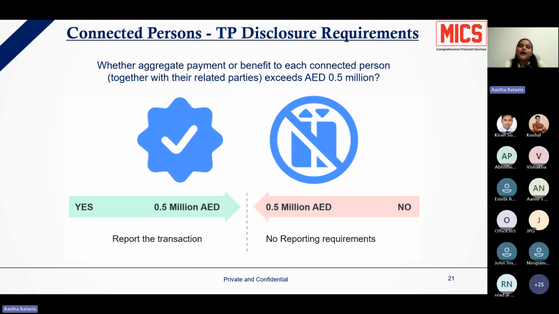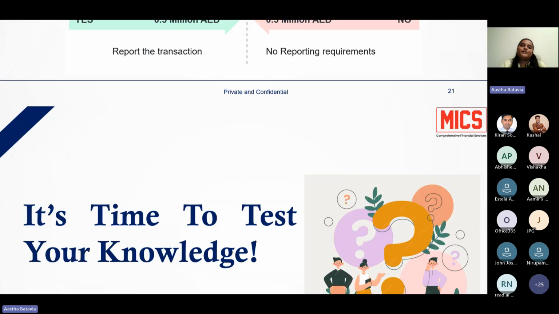So it's not like that if you have escaped from the related party threshold, then you can escape this as well. Chances are that the disclosure requirement will get triggered if a connected person comes into play. Let's have a question now.